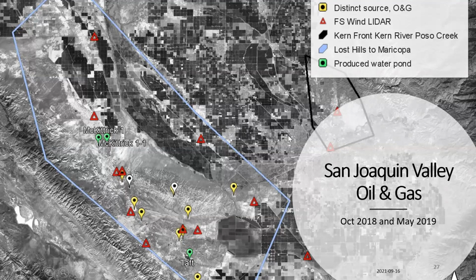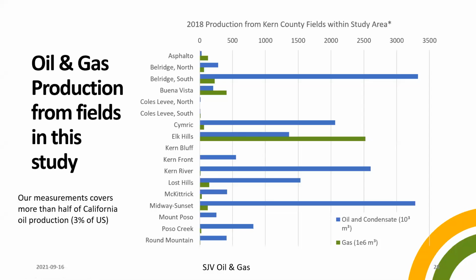You can see here the yellow shows where there are different source areas. There are some triangles showing where we actually did measurements with some of our wind measurements. We did these measurements in October 2019 and in May 2019. What you see here is some of the production rates from 2018 from the Kern County oil fields, which are in this study area. So this is what we were studying.